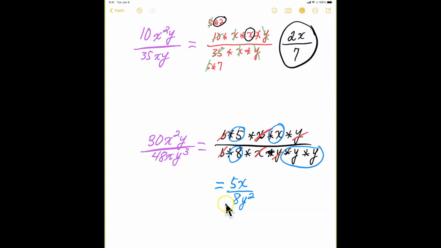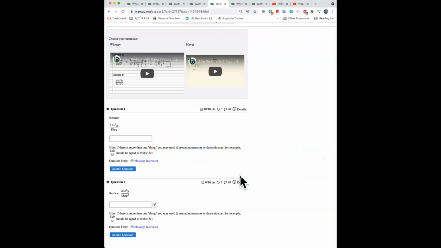So if we were actually calculating the value, and we knew what y was, we would square y first because of PEMDAS, right? We do exponents before multiplication. So exponents and then multiplication. But this should work for our answer, 5x over 8y squared. Let's go back to WAMAP and see how it looks.